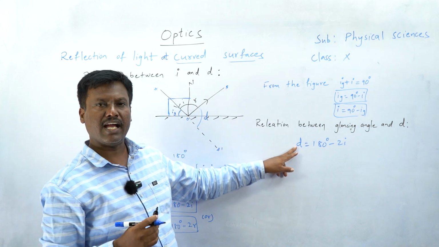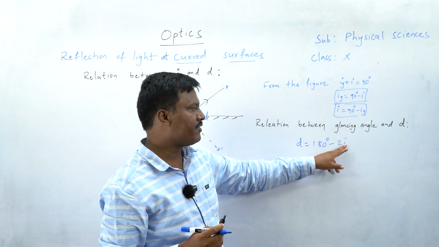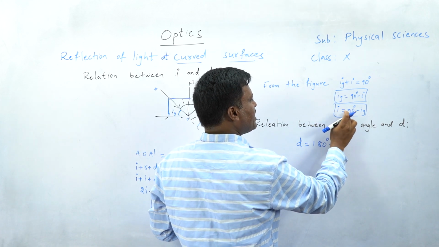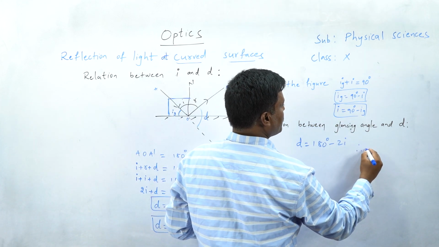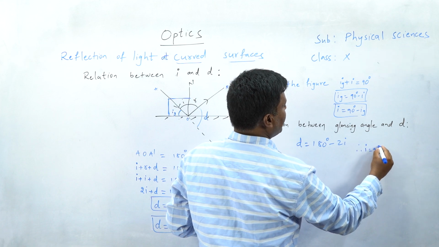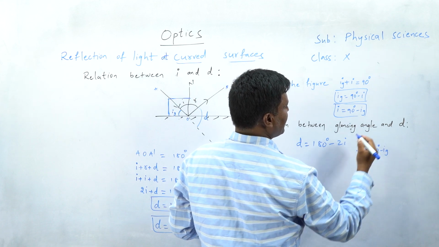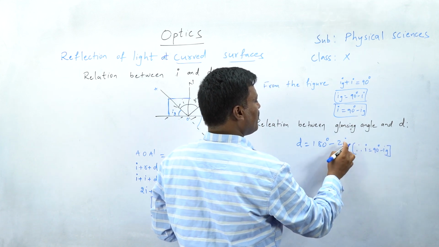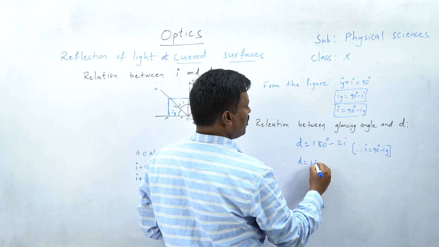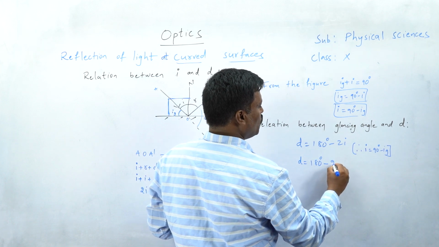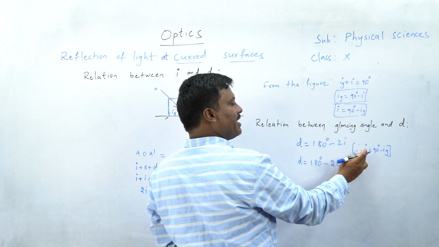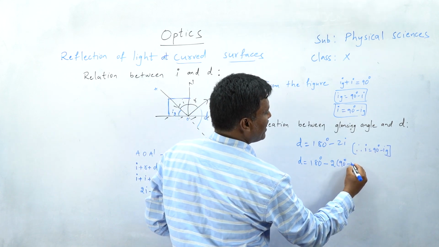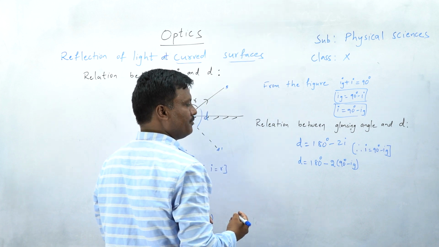What is D refer? Angle of deviation. What is i refer? Angle of incidence. From the figure, we know that i is equal to 90 minus Ig. Hence, we are writing i is equal to 90 degrees minus glancing angle. Whenever we write this value in the place of i, then we get D is equal to 180 degrees minus 2 into 90 degrees minus Ig, glancing angle.